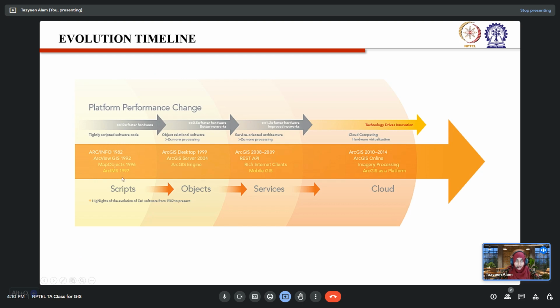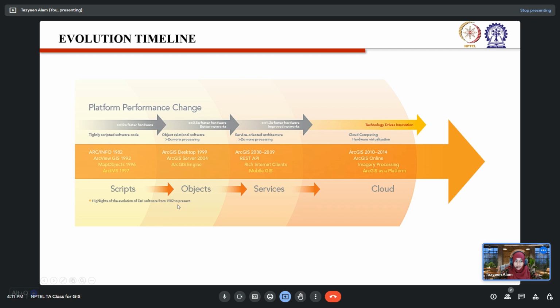Initially, in 1982, we had ARC/INFO, then it transformed into ArcView, MapObjects and ArcIMS. These were mainly scripts, tightly scripted software used with the help of code, and they required almost 10 times faster hardware. The processing demanded very powerful hardware, which was not really that efficient at that time. The evolution of GIS software from 1982 to present also took place in parallel.